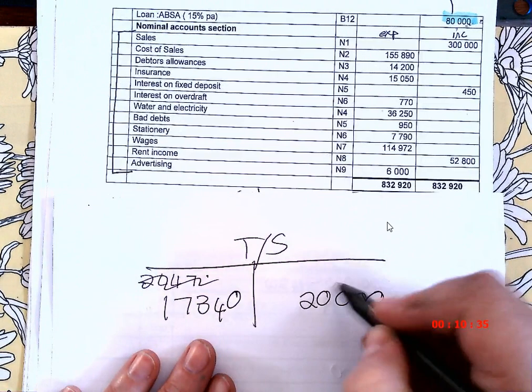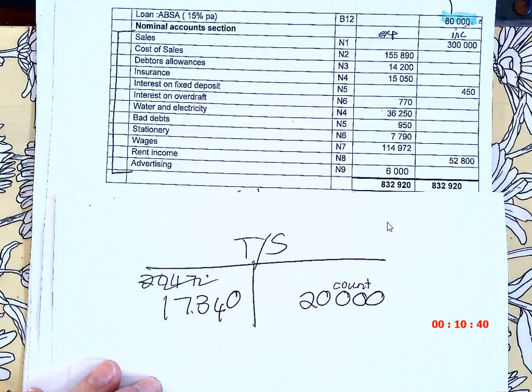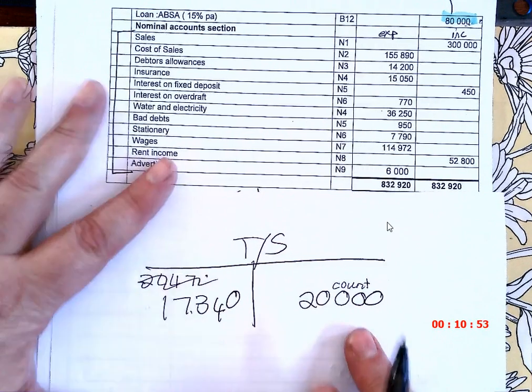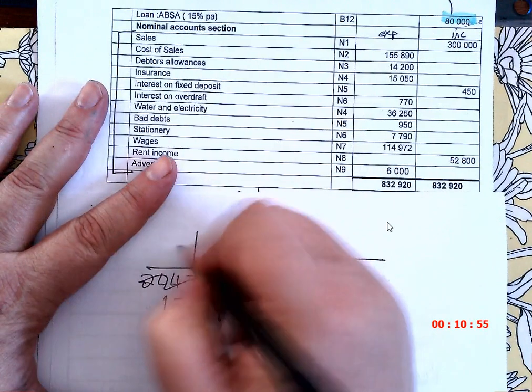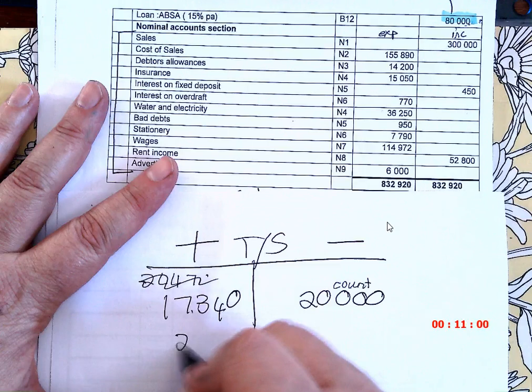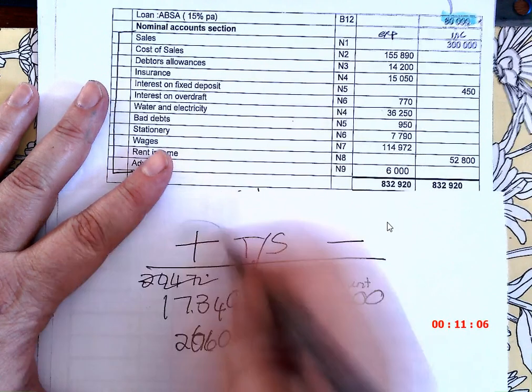So what can I see? What I counted is more than my books. So maybe a debtor returned goods, or maybe someone delivered goods that we bought but we never recorded it. Now let's go look. What is the difference? 2,660. Now can you see it's on the plus side?